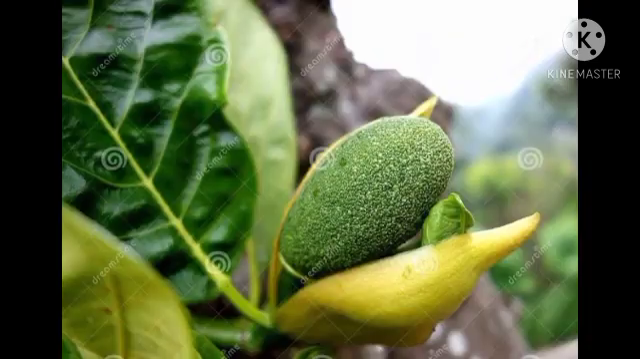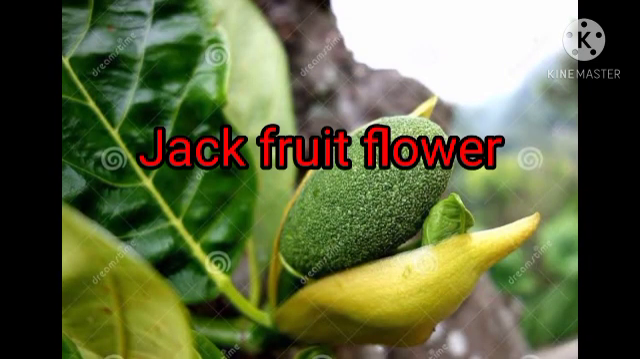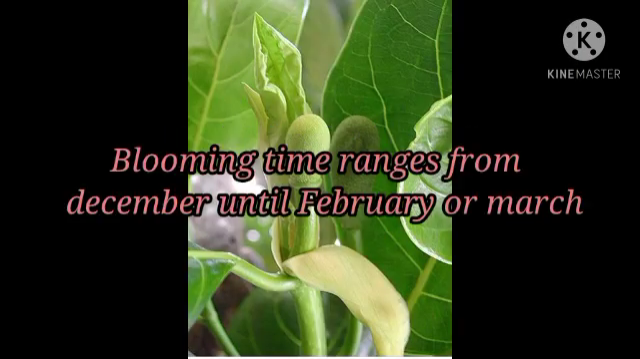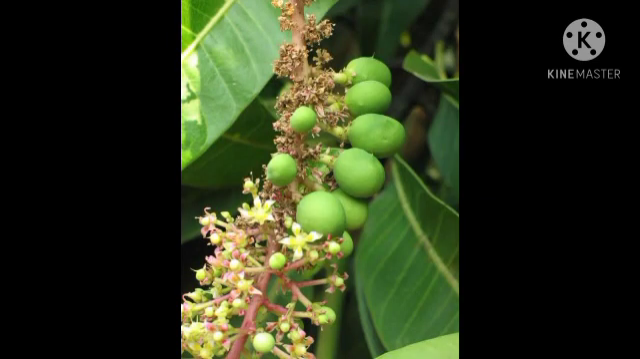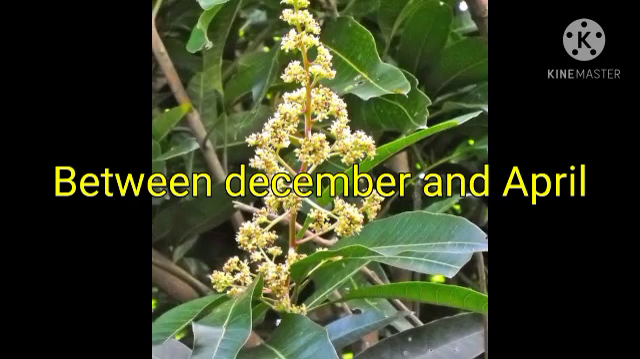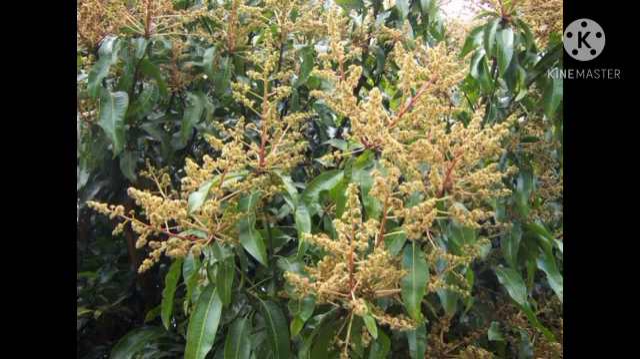Children, have you seen jackfruit flowers? When do they appear? Its blooming time ranges from December until February or March. What about mango tree? It blooms between December and April. So these are seasonal flowers that grow only in a particular time of the year.